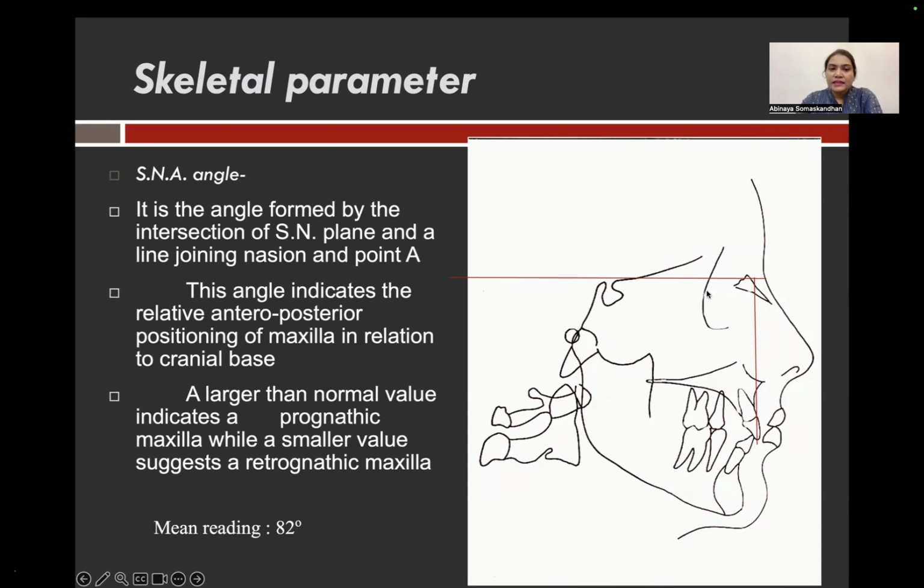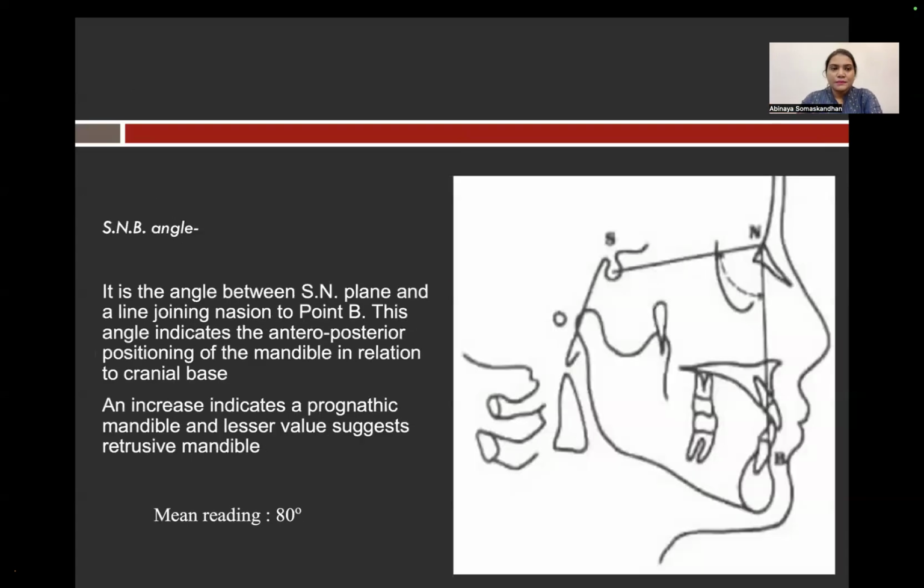So this angle indicates the relative anteroposterior positioning of the maxilla in relation to the cranial base. Since point A is in the maxilla, it relates the maxilla to the cranial base. A larger than normal value means that the maxilla is prognathic, while a smaller value indicates a retrognathic maxilla. The mean reading is 82 degrees.